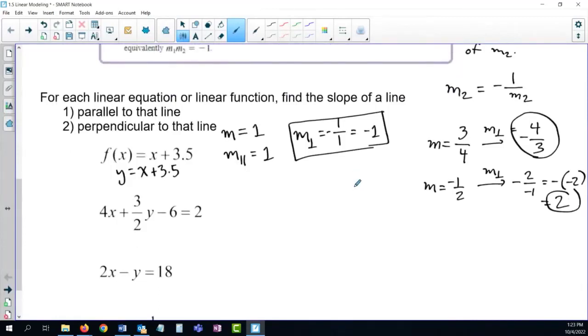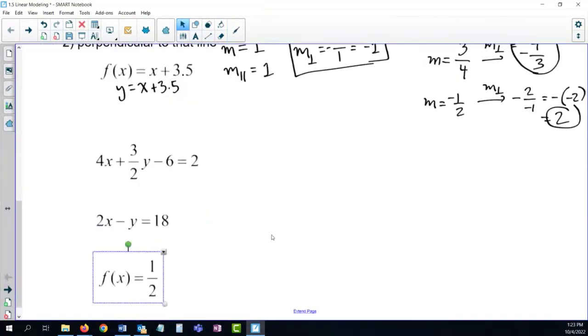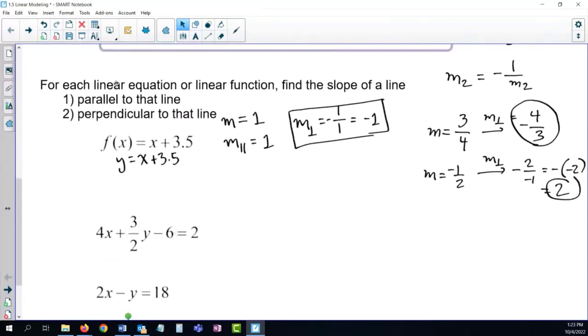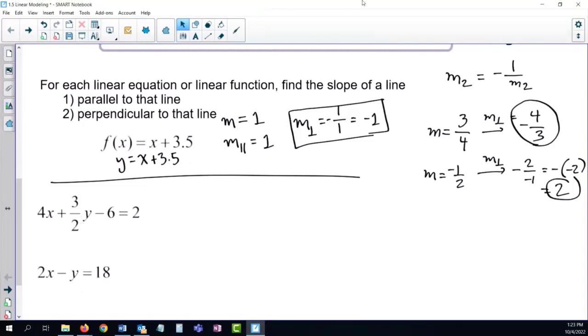Now, for the next one, I have an equation, and I'm asked to find the slope of the line that is parallel and perpendicular. So here's the problem. I can't tell you the slope of the line parallel and perpendicular to 4x plus 3 halves y minus 6 equals 2 because I don't know the slope of that line, right? I need to know the slope of the line so that I can find the slope that's parallel and the slope that's perpendicular. These are all part of our answer.